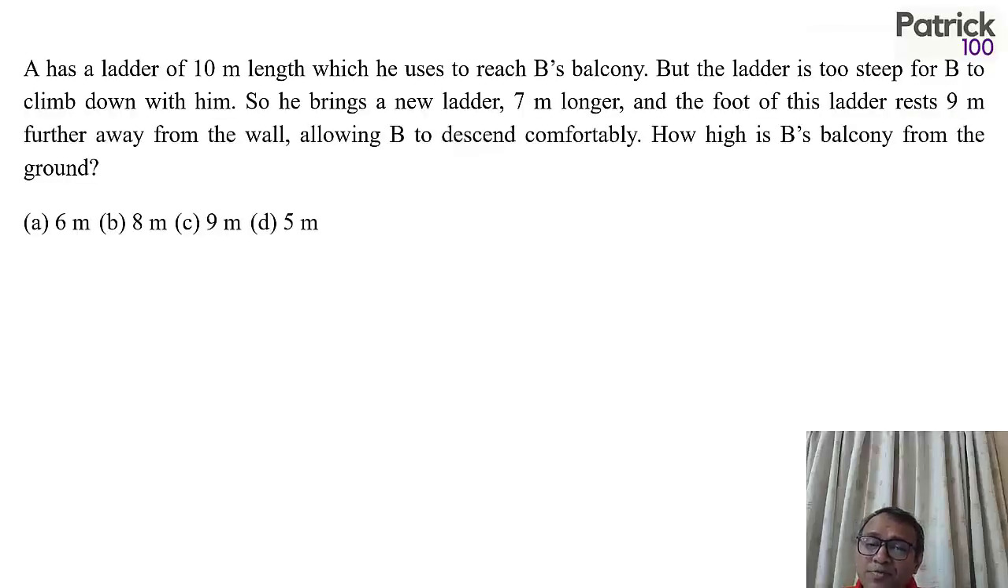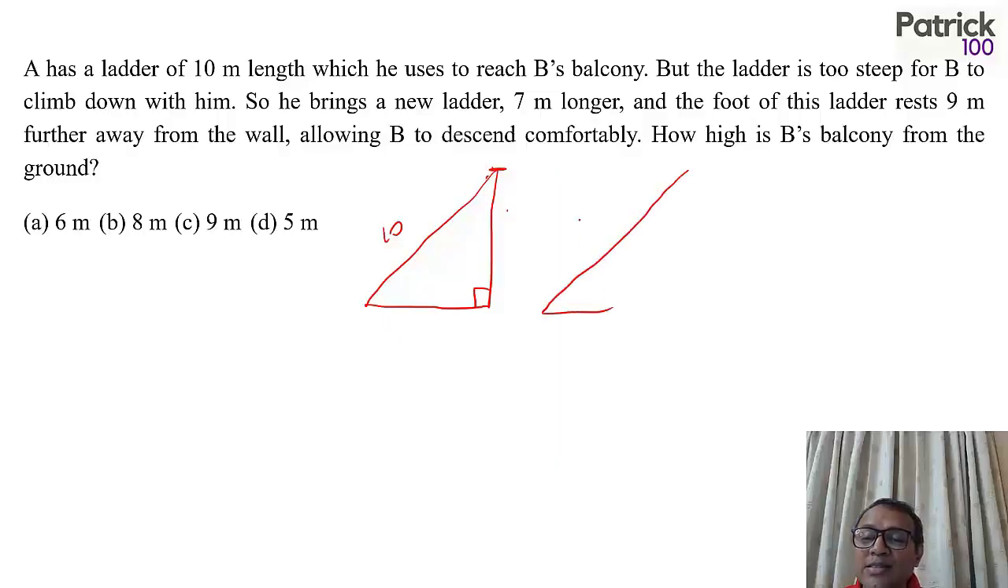So here the key is the right angle triangle. Whenever you see a right angle triangle, look at a triplet. So you have a 10-meter length ladder. B is the balcony, and the ladder forms a right angle triangle reaching the balcony on top. The ladder is too steep, so then he takes a 7 meter longer one. So now the new ladder is 17 meters, and again the same right angle triangle.